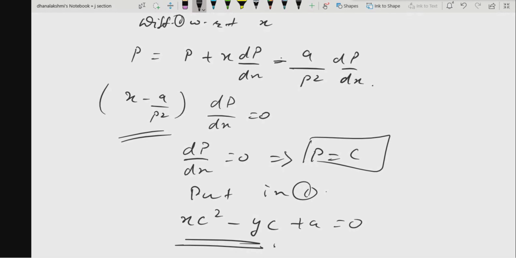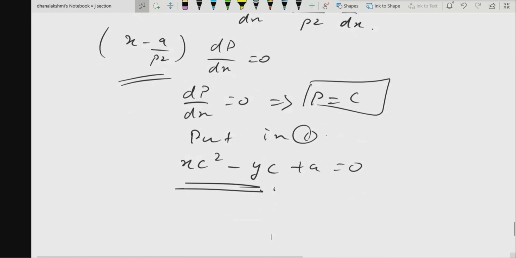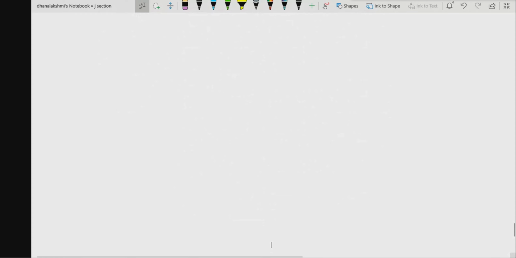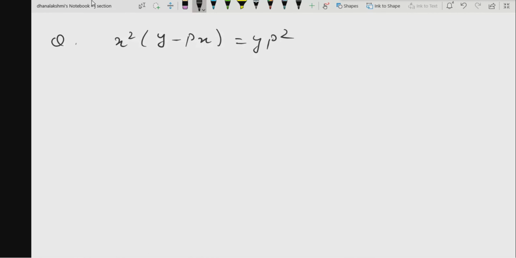So what I think is this kind of question won't be given for the subjective type, because they will ask it for 1 mark. Subjective type will be something like this. It is not necessary, they can give anything, it depends on who is setting the question paper. But suppose I give this question: x square into y minus px is equal to y p square. This question is given to you. And if you don't know anything about Clairaut's form, you will solve it as quadratic in p, as you can see, you will solve it for p. You may solve it for x, or you may solve it for y. It's your wish. However you want, you can solve it.